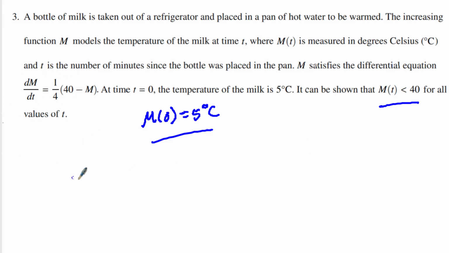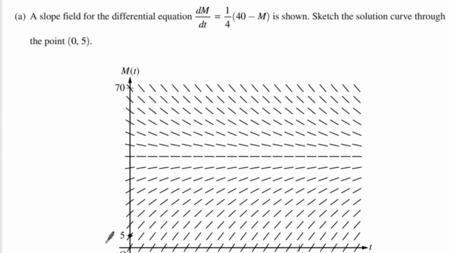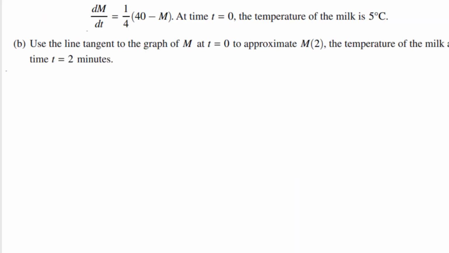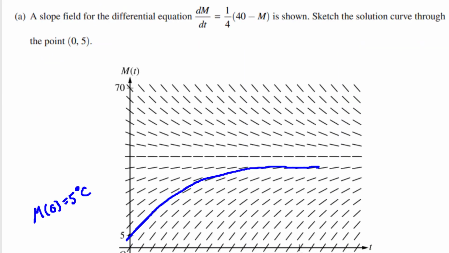You can see they gave me a differential dM over dt. It starts right away with a slope field, and we want to sketch a solution curve through (0, 5). There's your M of 0 equaling 5 degrees Celsius. So at time 0, the milk is at 5 degrees Celsius, and we're going to sketch our solution curve, which is going to asymptote right around that 40 area. We're then going to use the line tangent at t equals 0, a tangent line right here at 5 to approximate time equals 2.